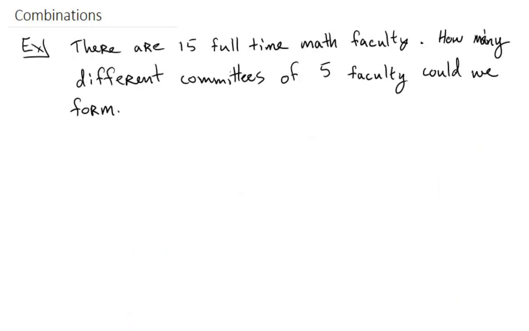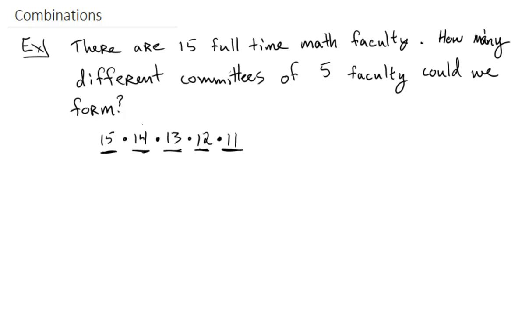Okay, let's say there are 15 full-time math faculty. How many different committees of 5 faculty could we form? So I'm just going to think through this a different way. We're forming a committee of 5 people, so that means we have 5 slots. So if you have 15 to choose from, you have 15 for your first slot, 14 for your second slot, 13, 12, and then 11. And we'd multiply those up. So that's kind of how we approach permutations.